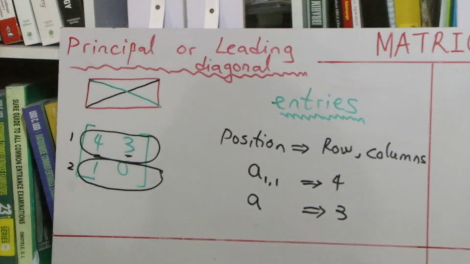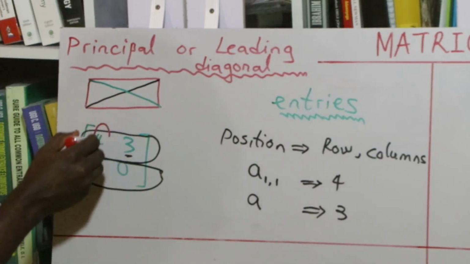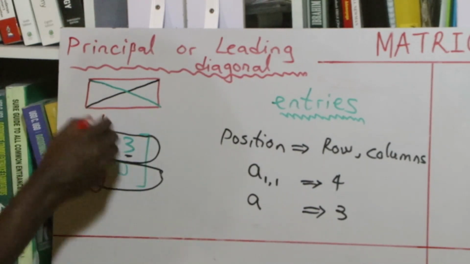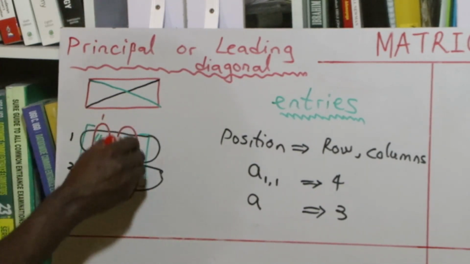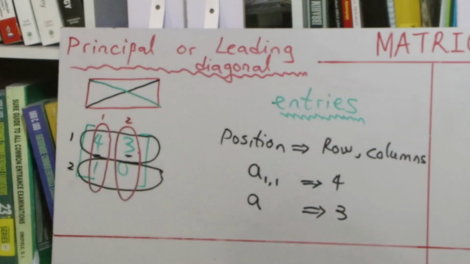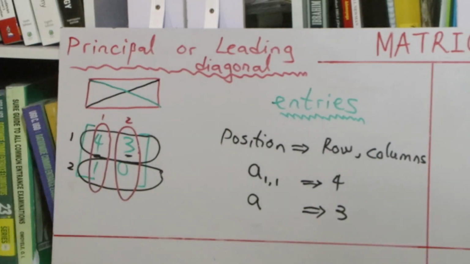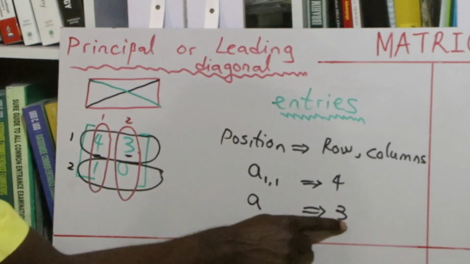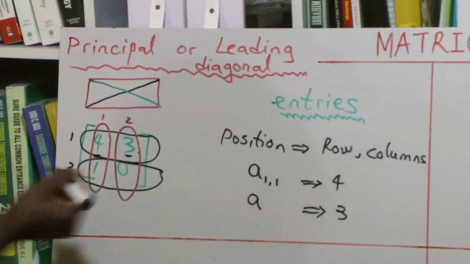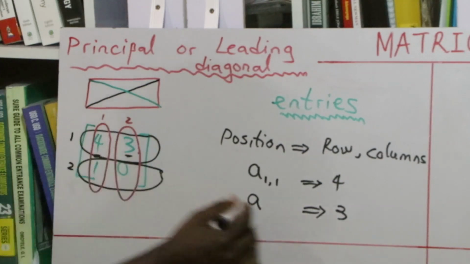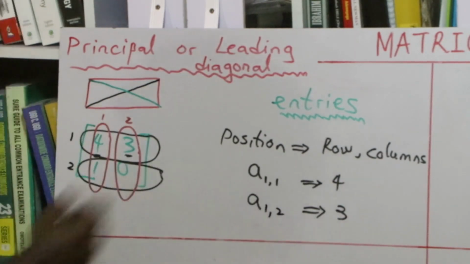Let me bring out the columns with color red. This is column 1 and this is column 2. Good. Now that we've drawn all the rows and the columns, it will be much easier. Now the position of entry 3: row 1 and column 2, 1, 2.